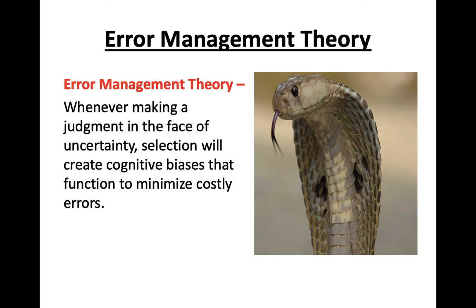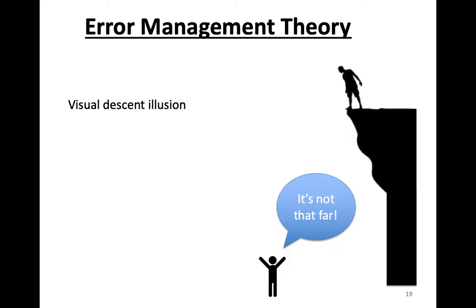Error management theory says that whenever making a judgment in the face of uncertainty, selection will create cognitive biases that function to minimize costly errors. So the idea here is that when we're making a judgment, we have a set of cognitive biases, and these biases will steer us to be cautious, to try to avoid errors. One paradigm in which this has been studied is something called the visual descent illusion.